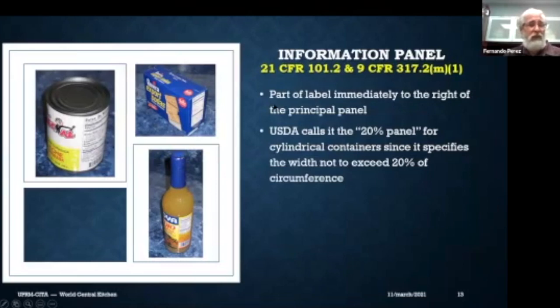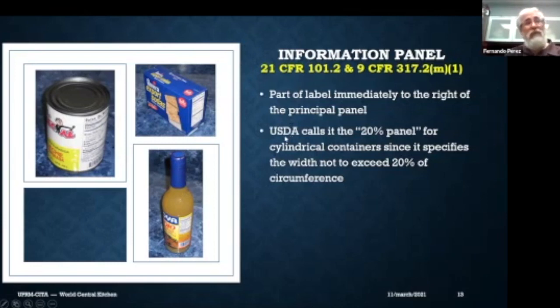The other panel, I told you, there are 2 places where you need to include the information. One is the principal panel, and the other one is called the information panel. By definition, here are the regulations: the part of the label immediately to the right of the principal panel. So in here, you see the principal panel, and then to the right, the information panel. And in here, you can see the bottle, the neck and the shoulders, okay?